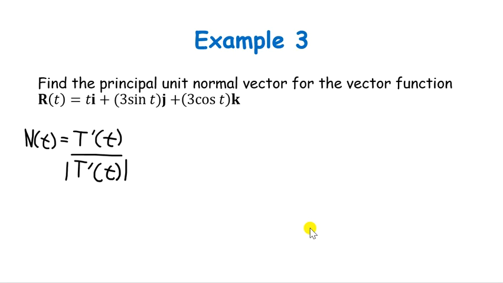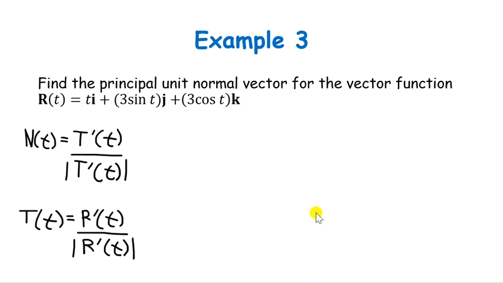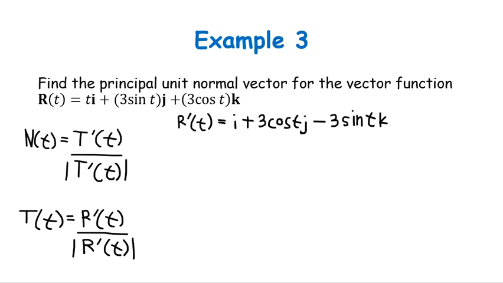So we need to find our tangent vector. To find the tangent vector, you need to use this equation, which is given as the derivative of our vector function divided by the magnitude of the derivative of the vector function. So we need to differentiate our vector function first. If you differentiate r(t), you will get i plus 3 cos t j minus 3 sin t k.